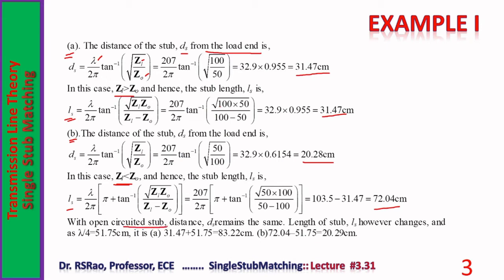With open circuited stub, the distance ds remains the same. Length of the stub ls, however, changes, and as lambda by 4 is 51.75 cm, the length is 31.47 plus 51.75 in case of A. In case of B, it is 72.04 minus 51.75, that is 20.29 cm. Note here we have to consider impedance periodicity of the line. We have to consider impedance periodicity in pi and all that.